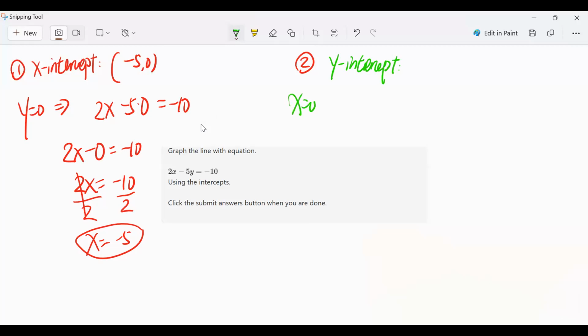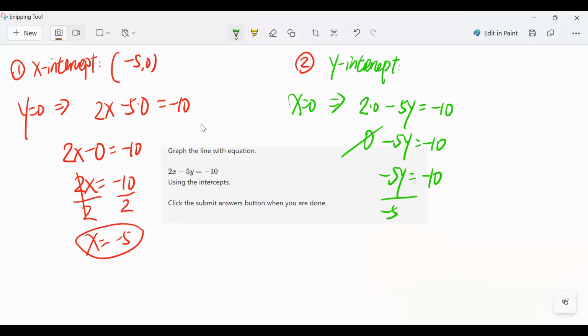So set x equals 0, and let's solve for y. So 2 times 0 minus 5y equals 10. Then 0 minus 5y equals 10. The 0 we can omit, right? Just drop it. -5y equals 10. After that, we divide both sides of the equation by -5. Positive 10 divided by -5 is -2. So the y-intercept is 0, -2.